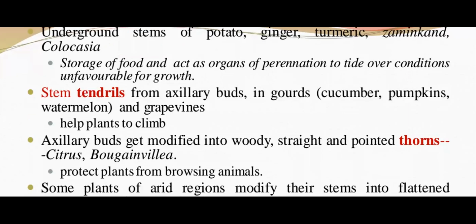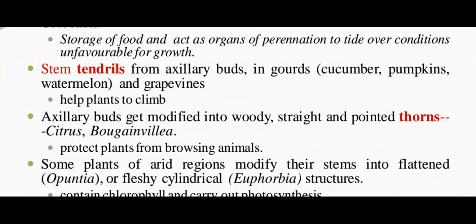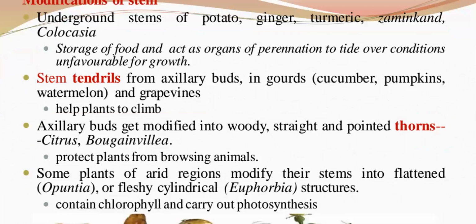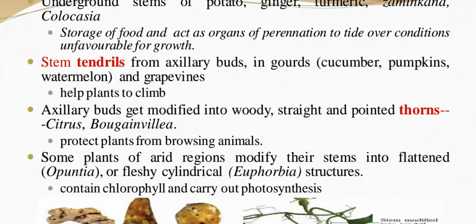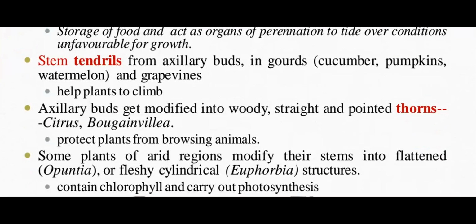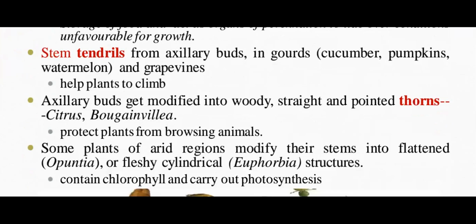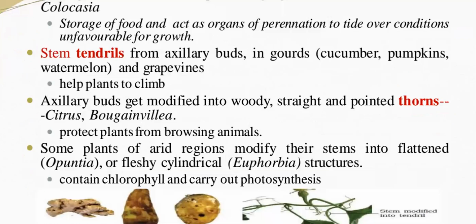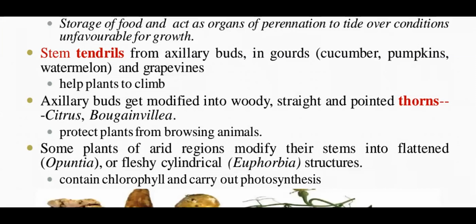We have one more modification called stem tendrils. Stem tendrils arise from the axillary buds, for example in gourds like cucumber, pumpkins, watermelon, and grape vines. What is the function of stem tendrils? They help plants to climb. Similarly, we have one more modification wherein the axillary buds get modified into woody, straight and pointed thorns. Examples under this category are citrus and bougainvillea. The main function is protecting plants from browsing animals.